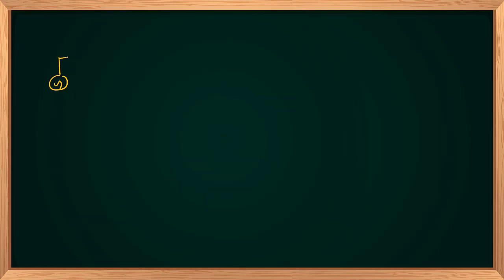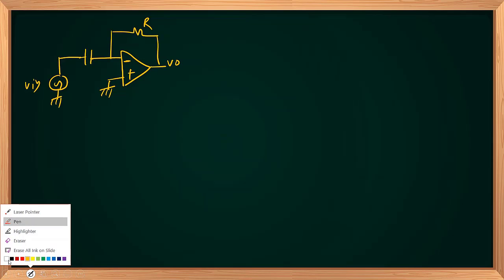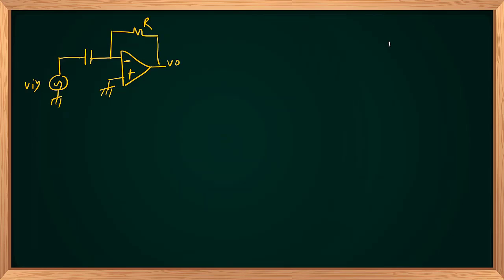V in, capacitor here, op-amp, negative, positive, grounded, negative feedback, resistance here, V out, V in. And in the second case, interchanging the positions of inductor and resistor, R, L, V in, negative, positive, ground.